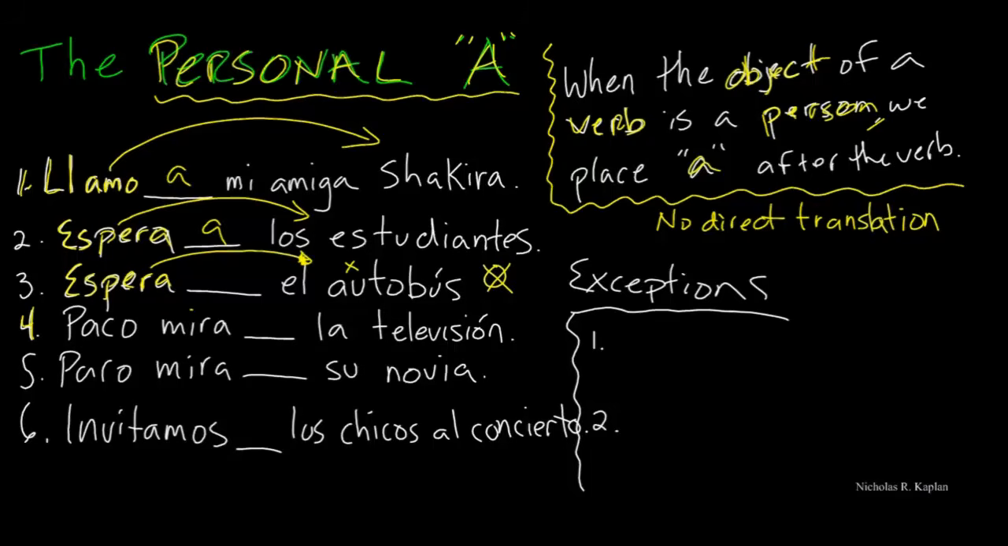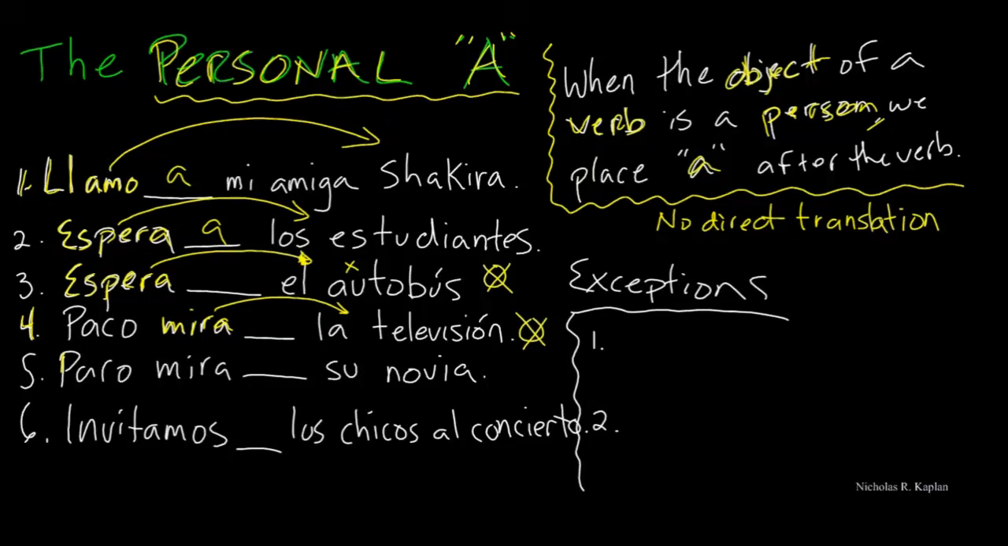Number four. Paco mira la televisión. So Paco is watching TV. What is he watching? He's watching TV. So the object of the verb is the television. Is the television a person? No. So I don't need the personal a here.